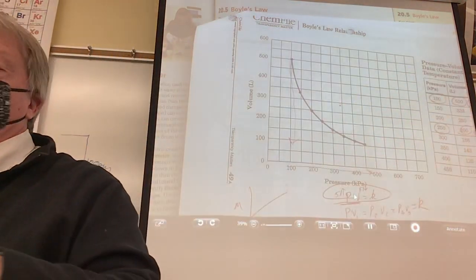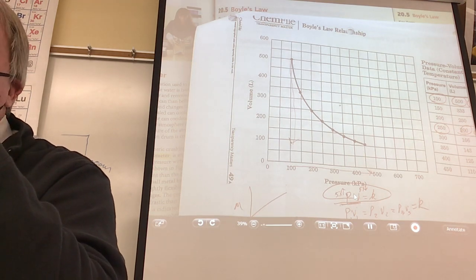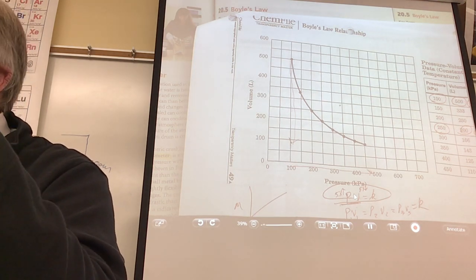So Boyle's law is between pressure and volume, and how are they related? Now, inversely proportional, right? Also it's indirectly, same thing.